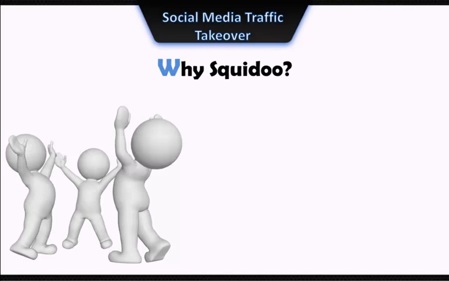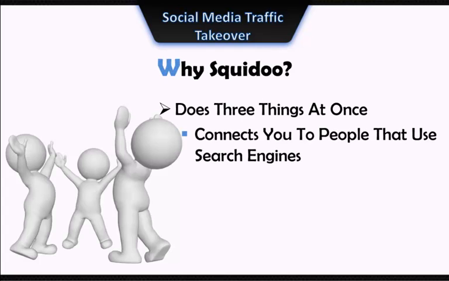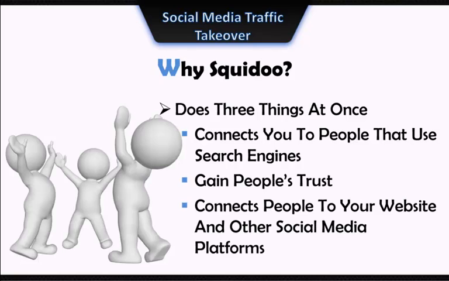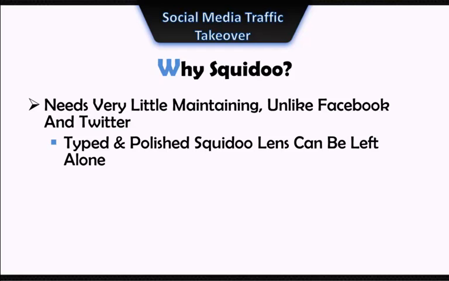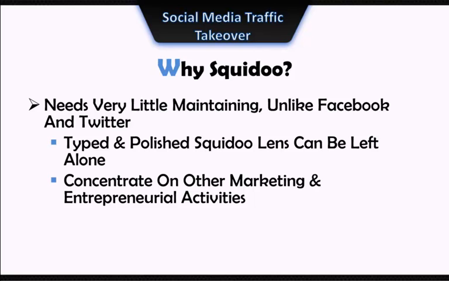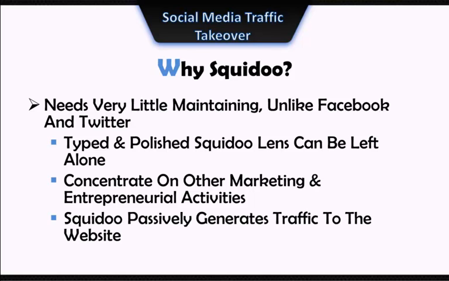Why Squidoo? Squidoo lenses do three things at once: connect you to people that use search engines, gain their trust, and then connect these people to your website and other social media platforms. The best part is that Squidoo lenses need very little maintaining, unlike other social media platforms like Facebook and Twitter. Once you finish typing up your Squidoo lens and polishing them up, you can practically leave them alone. You can then concentrate on your other marketing and entrepreneurial activities as Squidoo passively generates traffic to your website for you.